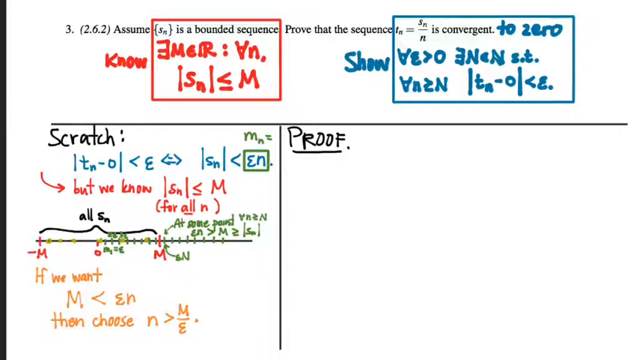I'm going to write my proof in purple, magic purple. Go Northwestern Wildcats in the NCAA tournament for the first time ever. Yay, alma mater.